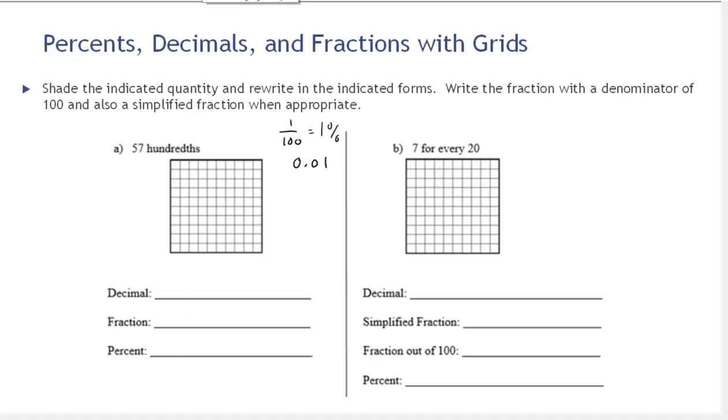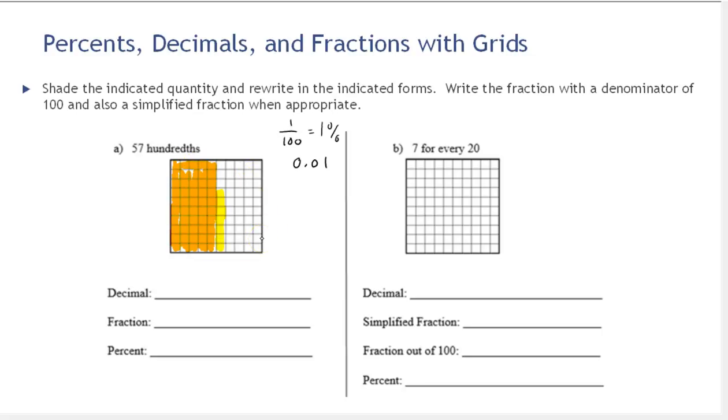So 57 hundredths, I'm going to use the highlighter. Use orange to shade a column. So there's 1, 2, 3, 4, 5 tenths in 57 hundredths, or this is 50 hundredths. Those two values are equivalent. And then I'm going to use yellow for the hundredths that don't fill up a whole tenth. So 3, 4, 5, 6, 7.